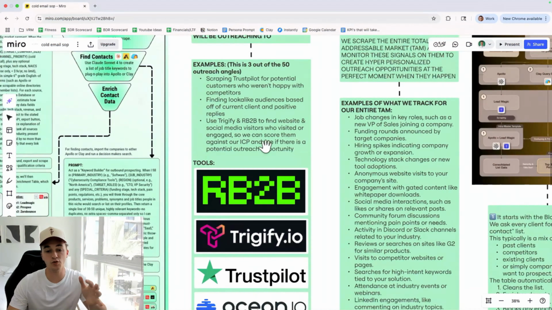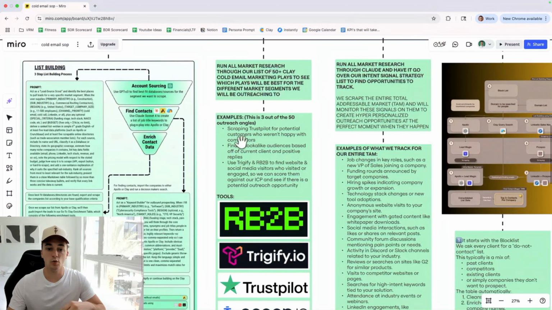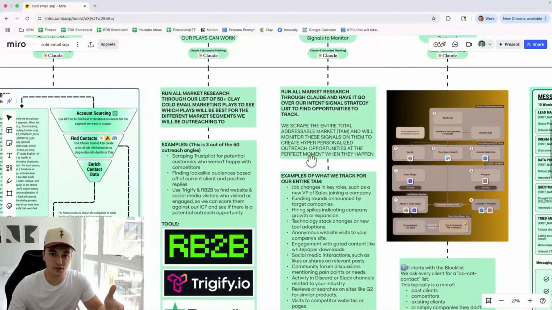So that's just 3 of our 50 plays. But basically, we'll take all our different plays, all that list information and the market data, and run it through AI to create different outreach angles for each of the different market segments and their persona.